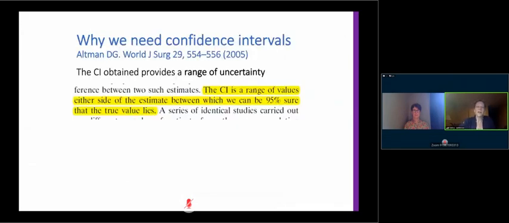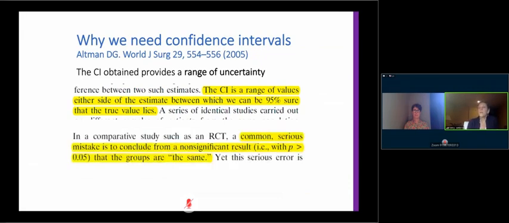And back in 2005, some work from Doug Altman, same message coming through. The confidence intervals really represent a range of values, and it is a common, serious mistake to conclude, from non-significant results, that the groups are the same, and that there's no effect or that there's no difference.